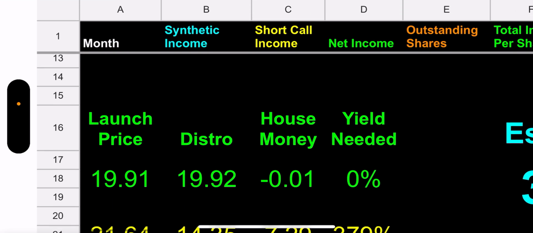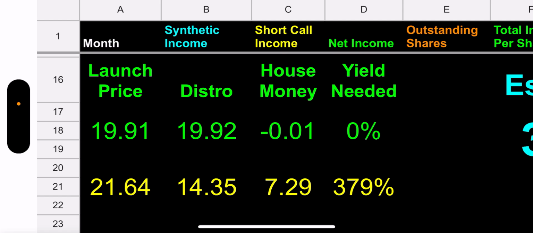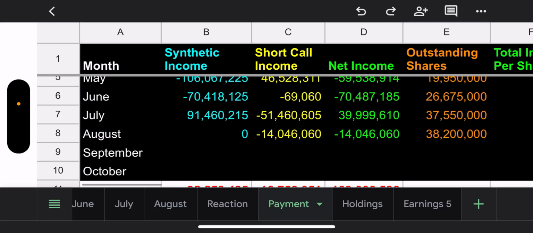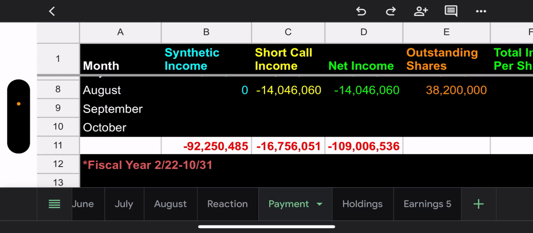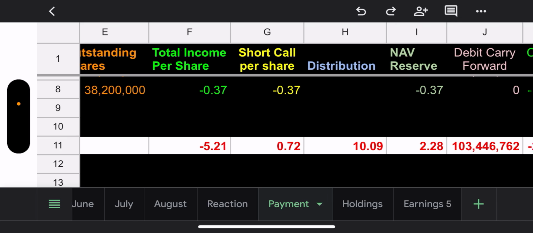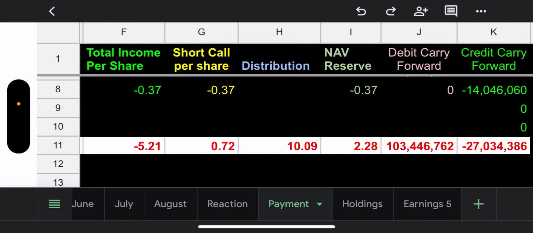Remember what we said. They have now paid back 100% of the original launch price. So if you bought at launch, you're playing with house money. I mean, realistically, if you bought before the first distribution and you got all the distributions, you're probably around house money as well. So that's awesome. All right, August payment, no synthetic income yet. Short call income, 14 million. All right, that's good money. 37 cents a share. Yeah, I like it.